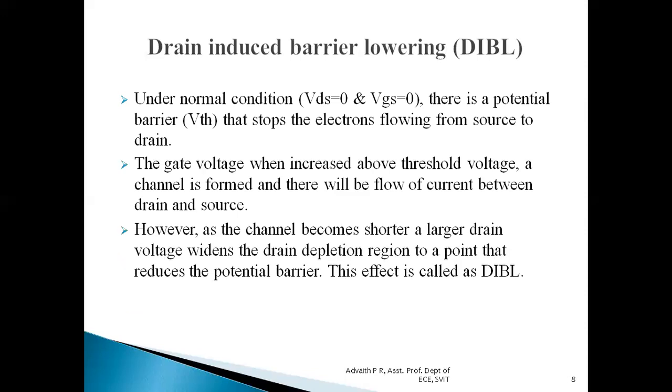However, as a channel becomes shorter and shorter, a larger drain voltage widens the drain depletion region to a point that reduces the potential barrier. This effect is called drain-induced barrier lowering. The name itself indicates that because of the increase in the drain-to-source voltage, the potential barrier gets lowered. This effect is called drain-induced barrier lowering, and this is one of the short channel effects seen in our MOSFET.